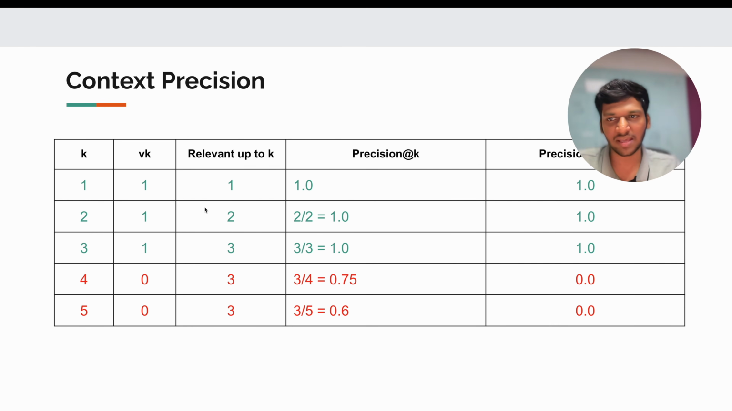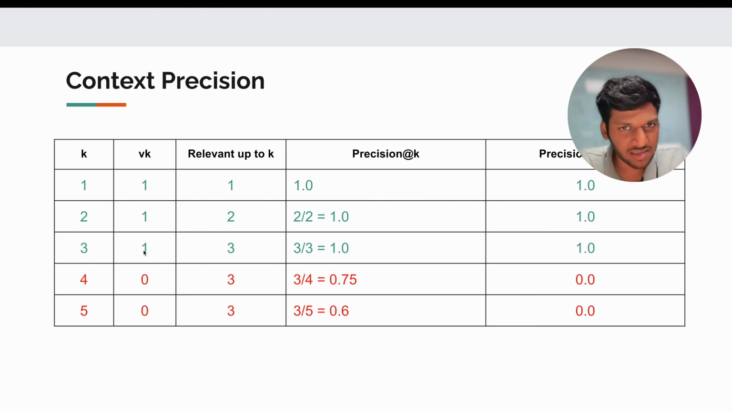Precision at k: take the chunk which is retrieved first. Is it relevant? Yes, then 1. Then relevant up to k: how many chunks have been relevant till now? Only one chunk so far. So 1 by 1, which is equal to 1. Again we calculate for the second chunk. Is it relevant? Yes. How many chunks have been relevant up until now? There are 2 chunks, because this one is relevant and this one is also relevant. So this is 2 by 2, 2 chunks we have now.